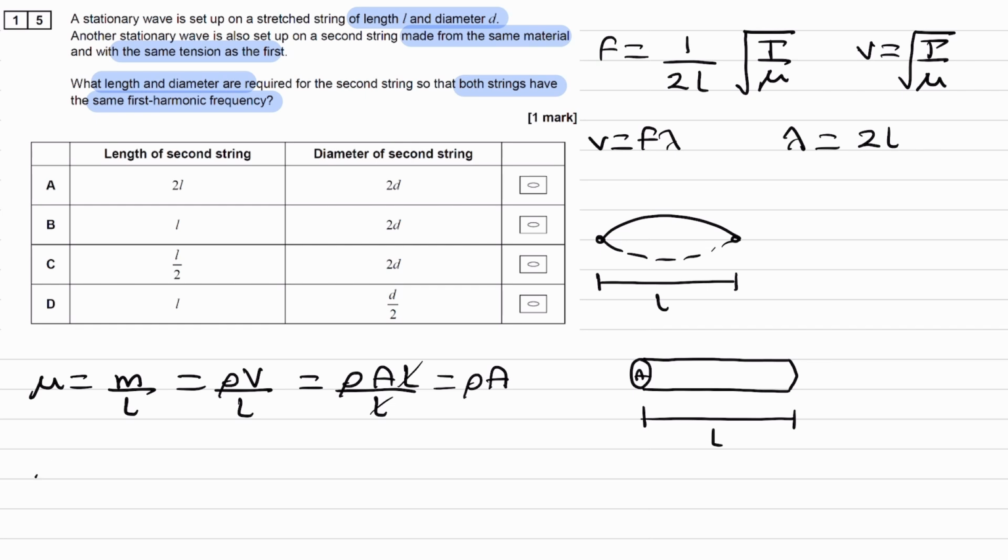Okay, so area is pi r squared, or pi d squared over 4. That's how we get diameter into there. To go from here to here, I just replace the radius with d over 2.